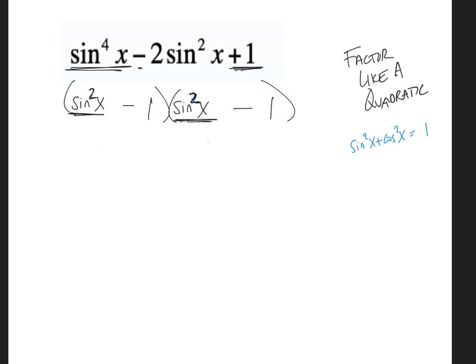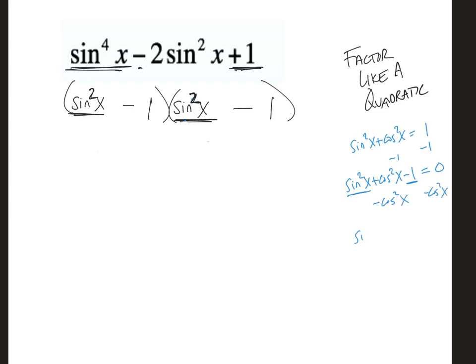I want them to look like sine squared x minus 1. So if I subtract 1 from both sides, that's what I'll get. Here's the sine squared x and here's the minus 1. So I just need to get rid of this cosine squared. So I can subtract the cosine squared over to the other side.